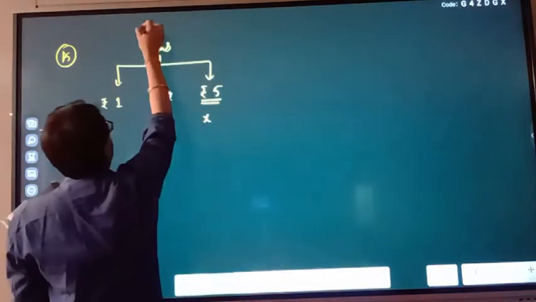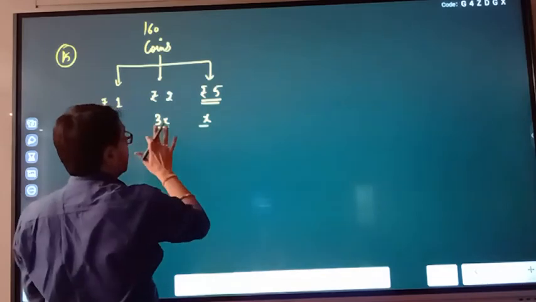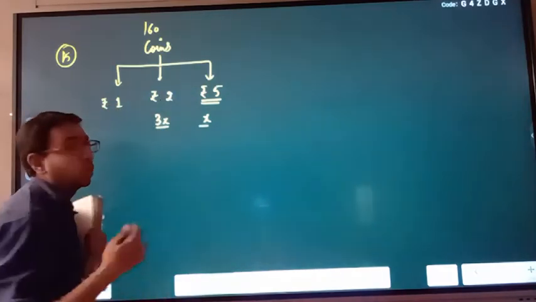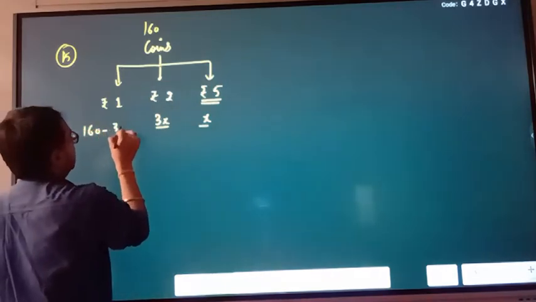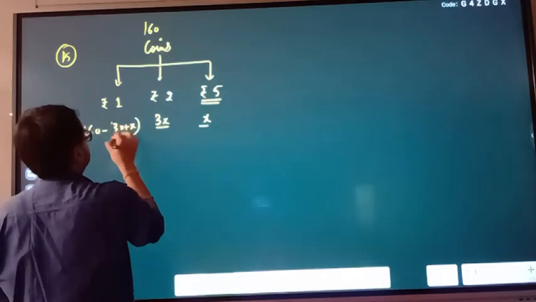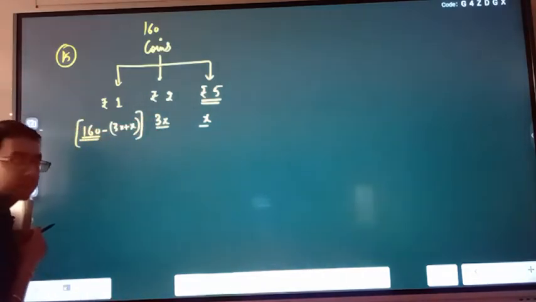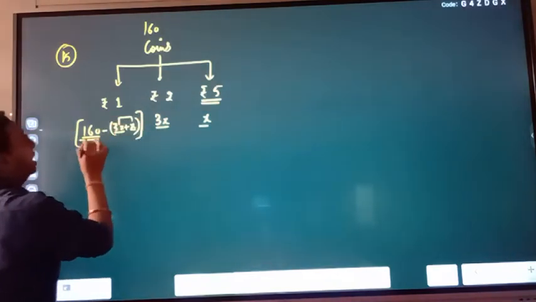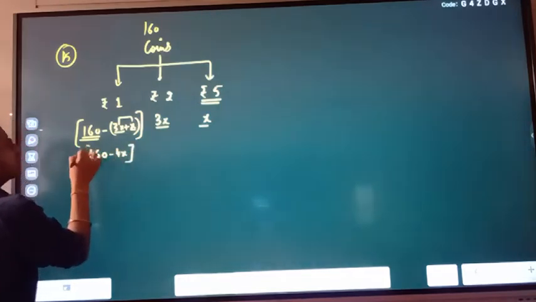160 is the total number of coins. If I talk about 3x and x, 4x coins are of 2 and 5 rupees. So what will be the number of 1 rupee coins? Definitely 160 minus (3x plus x). Any doubt? Because the total number of coins is 160, out of which we subtract the 2 and 5 rupee coins, and what remains are the 1 rupee coins.